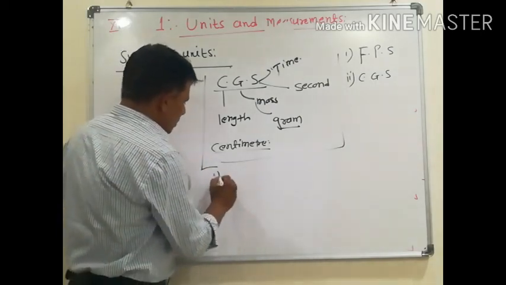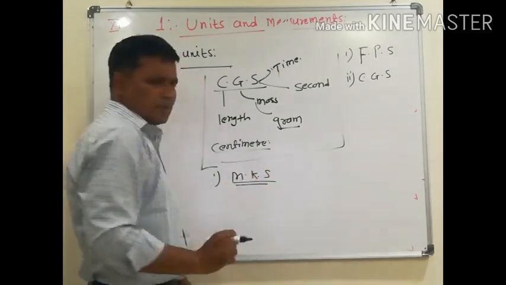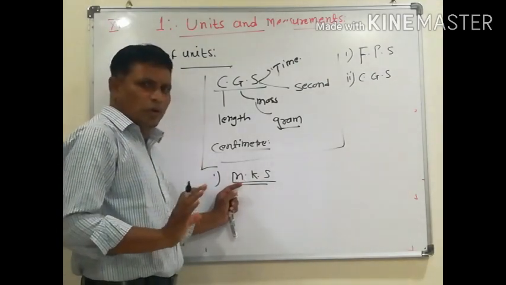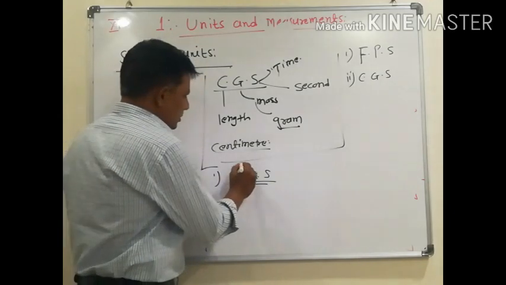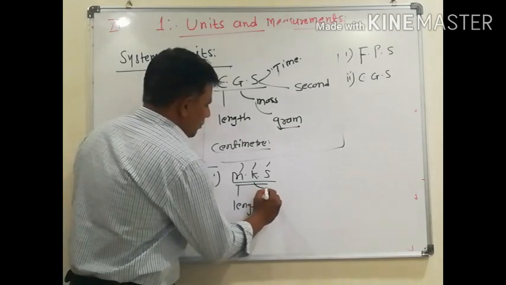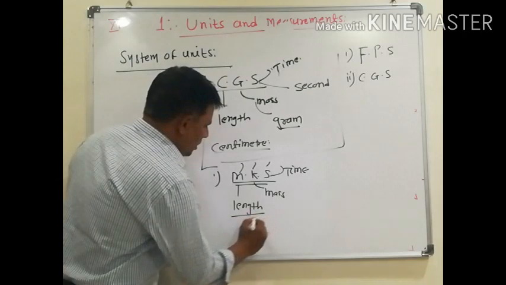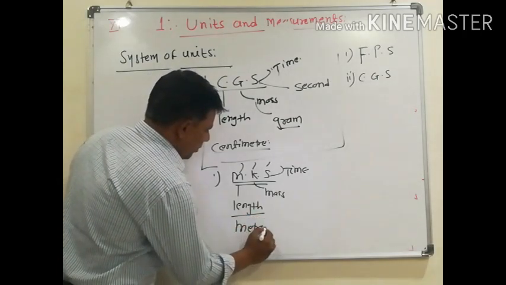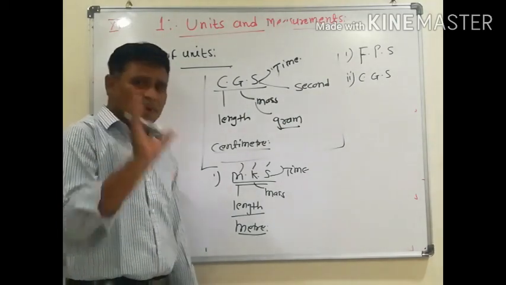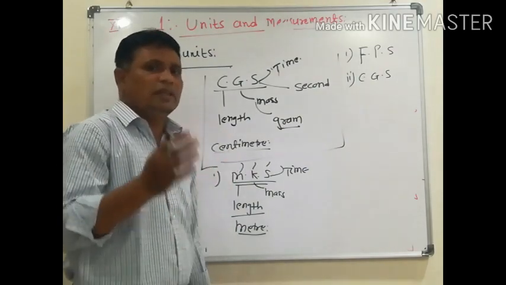And the next one is the MKS. Most favorite system, everybody likes this system. We always use this system. Okay, that is the MKS. This is related with the length, this is related with the mass, and this is related with the time. So length is measured in meter. Always we have to measure length in meter. Maximum time, in daily life, all your conversions related with the length are in meter.